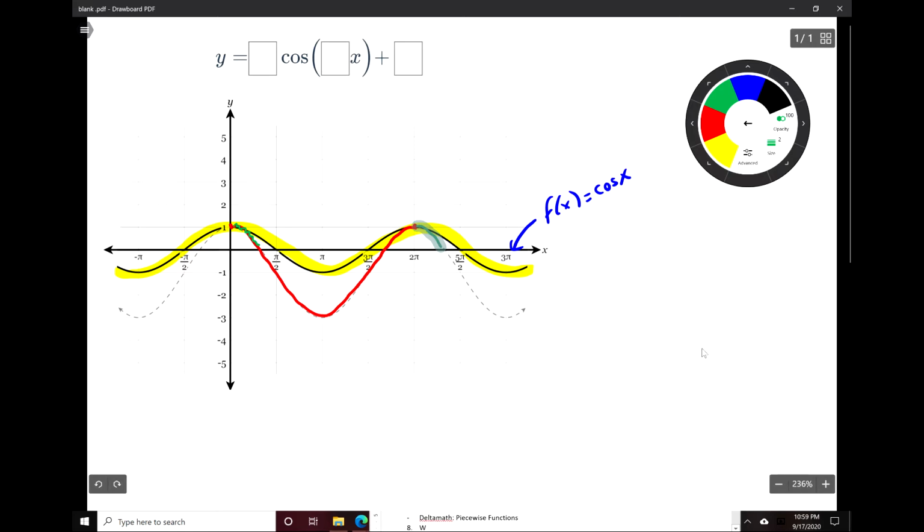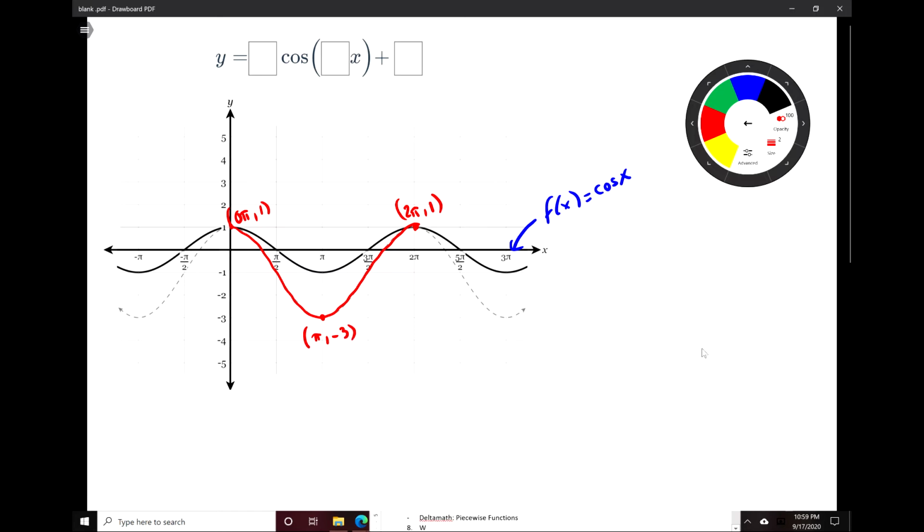So I choose my period right here. Now for my period, I need to figure out my maximum points. This would be 0 pi, comma 1. And I have another maximum point here, 2 pi, comma 1. And my minimum point down here is pi, comma negative 3.